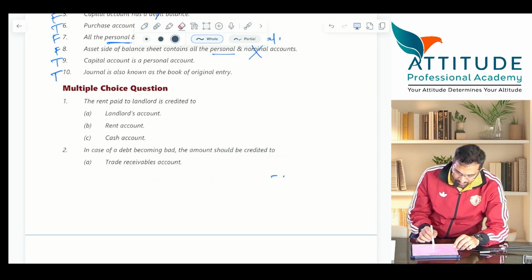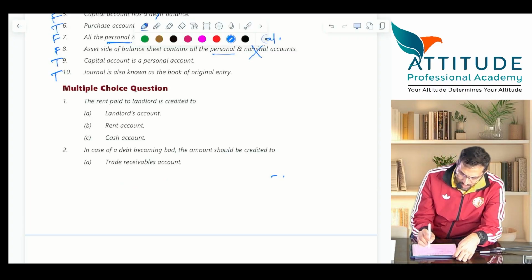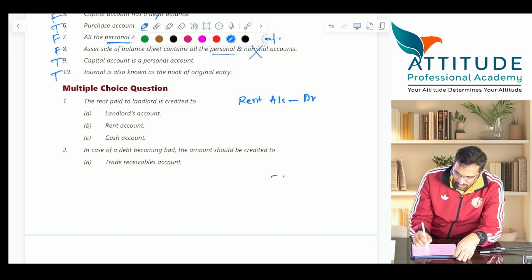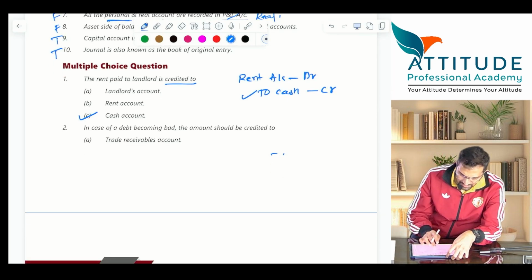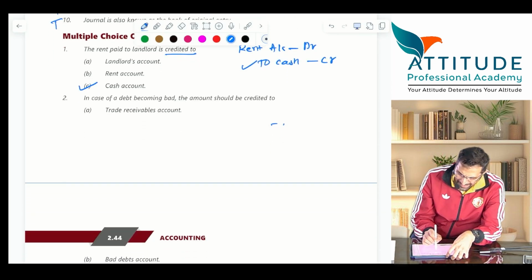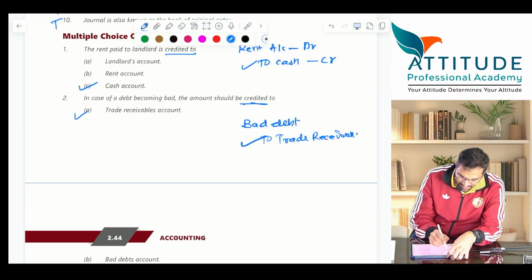आगे. Tell me, first multiple choice question. Rent paid to landlord, entry will be rent account debit to cash account credit. So it is credited to which account? Cash account. Cash is the answer. Is that clear? Next, in case of a debt becoming bad, the amount is credited to bad debt account debit to debtors. Debtors are also known as trade receivables. So it is credited to which account? Trade receivables. A is the answer.